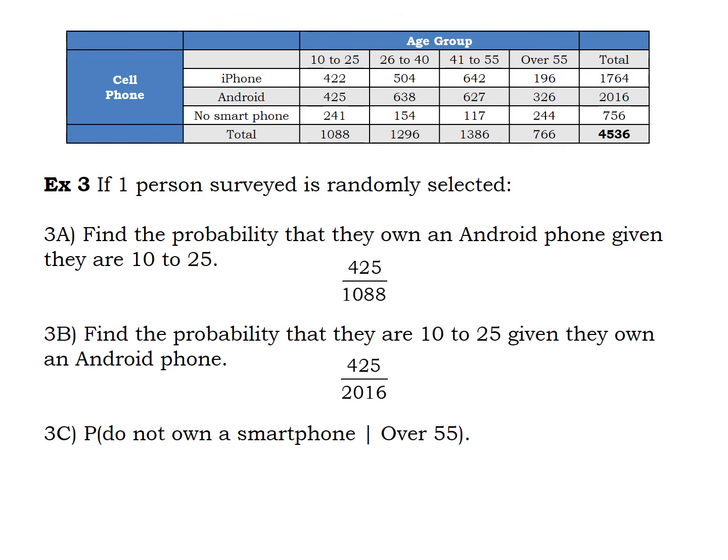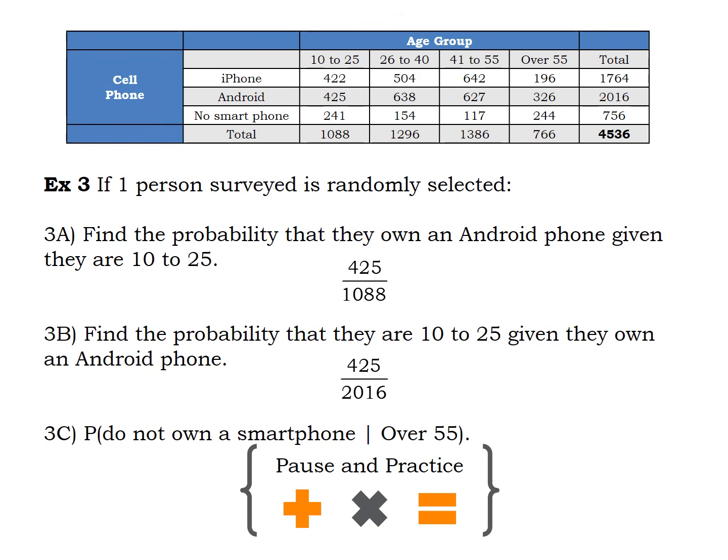Now, part C here, we've written this with the notation. Remember that vertical line is read given. Okay, so this is the probability that they do not own a smartphone given they are over 55. So I want you to pause the video and practice. This is your chance to see if you're figuring things out. So go ahead and pause the video now and do this problem.